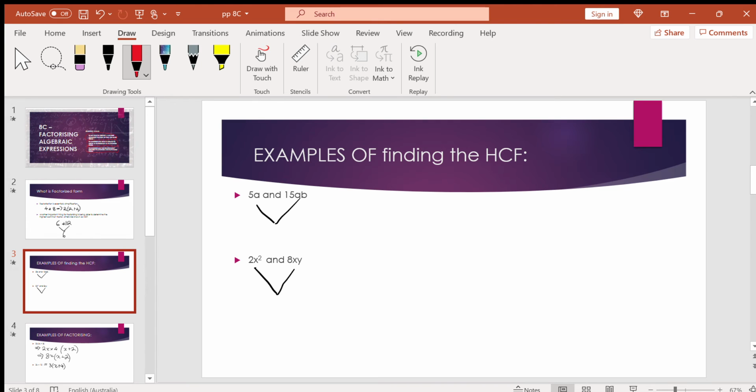Let's find the HCFs of these two equations. 5a and 15ab both share the similar term of 5 and a, as 5 times 1 is equal to 5, 5 times 3 is equal to 15, and they both have a in them. Therefore, we can deduce that the HCF is 5a. With these two, we can see that 2 goes into both of these numbers, and they both share the common term of x. Therefore, the HCF is 2x.